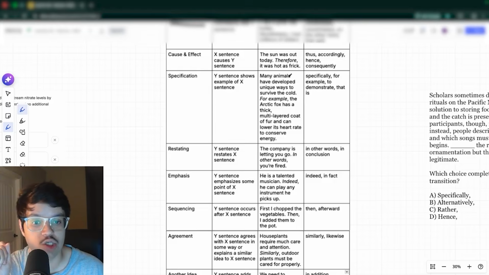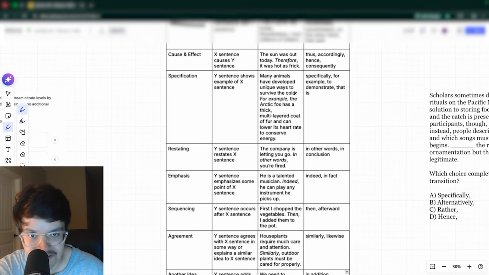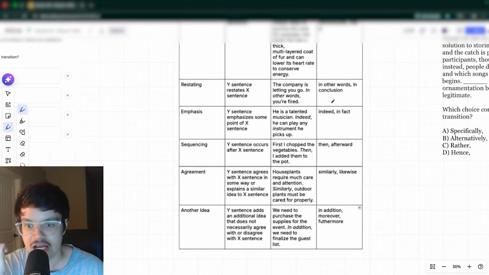Many animals have developed unique ways to survive the cold. For example, the Arctic fox has a thick multi-layered coat of fur and can lower its heart rate to conserve energy. So it talks about how these animals have found interesting ways to survive, and then it gives a specific example of an animal that has done so, the Arctic fox. Specifically, for example, to demonstrate.